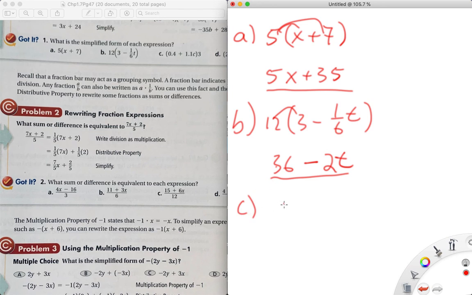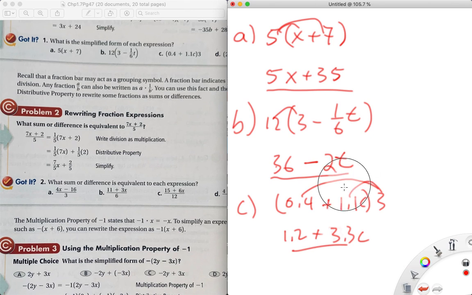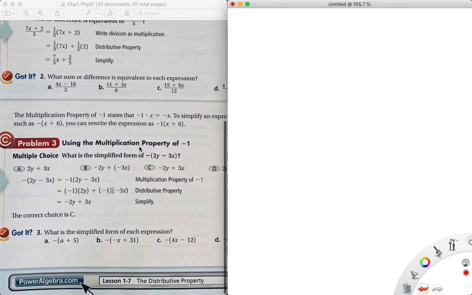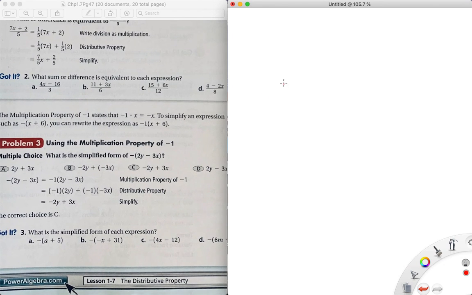C, we'll do the last one. 0.4 plus 1.1 times 3, C, times 3. 3 times 1.1, C, 3 times 0.4 is 1.2. That plus sign stays, 3.3, C. And I'm done. Whatever is inside the parentheses gets multiplied by whatever is outside the parentheses, and you carry the addition or subtraction sign.